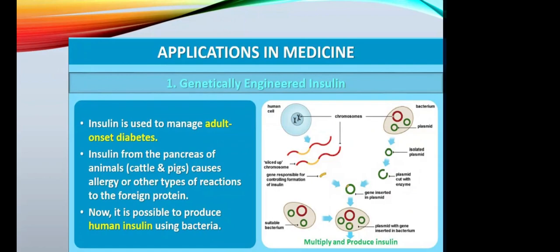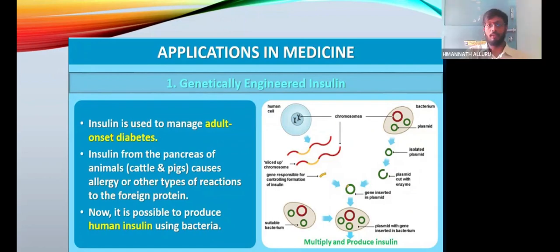There are type 1 and type 2. In type 1, the insulin will not be produced. In type 2, the insulin will be produced, but it will not be taken up by the cells to convert that excess glucose into glycogen. That will not happen. So there are two things students must be able to understand clearly.